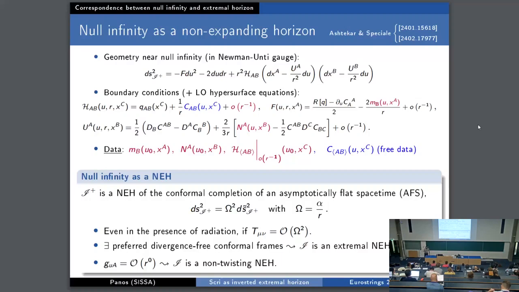For asymptotically flat spacetimes there is also some free data capturing radiating degrees of freedom, as encoded in the gravitational shear. Now, as was remarked recently by Ashtekar and Speciale, null infinity can be incorporated in the framework of non-expanding horizons. More explicitly, null infinity is a non-expanding horizon of the conformally completed spacetime.